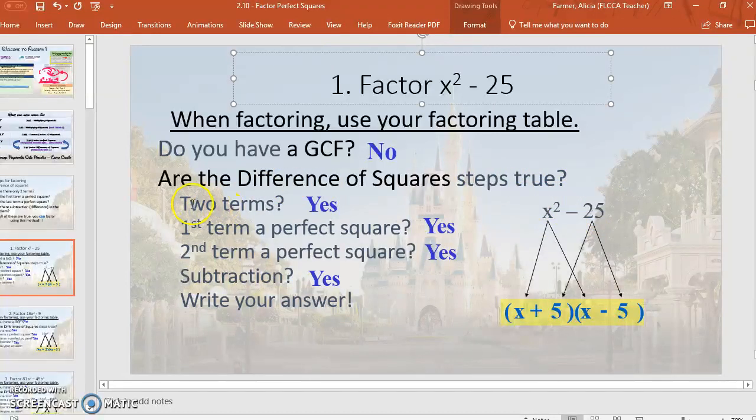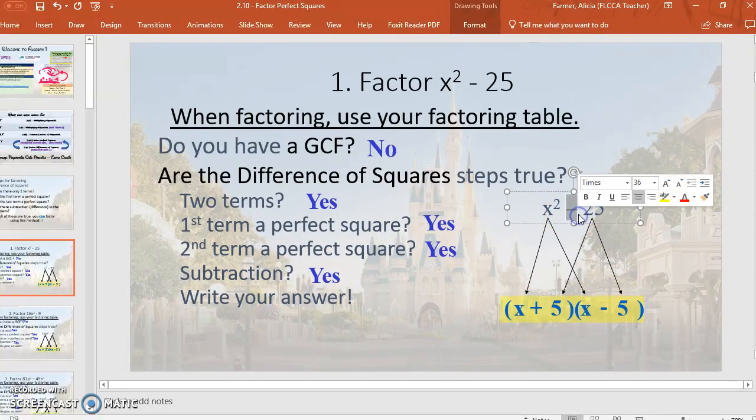All right. Are there only two terms? Yep. X squared is a term and 25 is a term. Is the first term a perfect square? Yes. X squared can be brought down into x times x. Is the second term a perfect square? Yep. 25 can be brought down into 5 times 5. And is there a subtraction? Yes. It has to have subtraction. I told you how important that is.